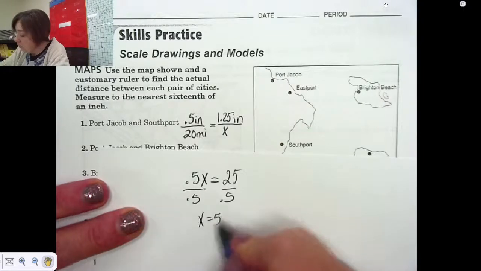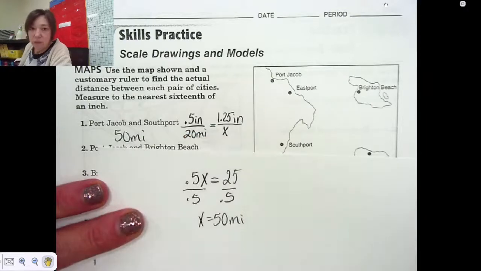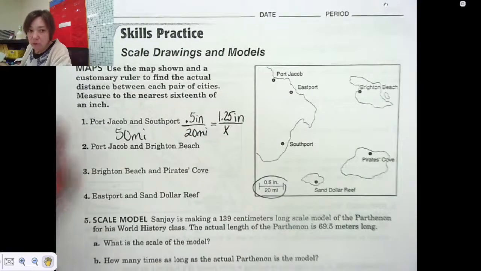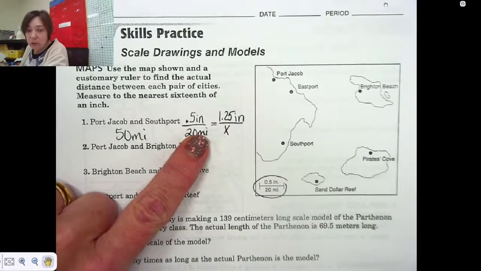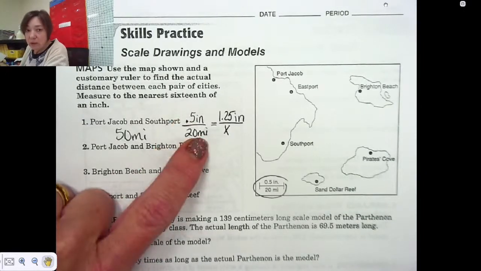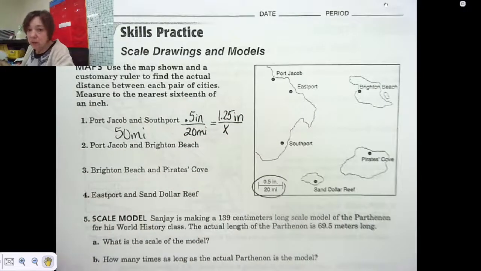So how far apart are they? They are 50 miles apart. And that's all you do for that. And so you'll do the same thing for 2, for 3, and for 4. So you'll measure the distance. You'll set up a ratio where you have inches over miles here, and you have inches over miles here, miles being your unknown value. And then you'll solve that.